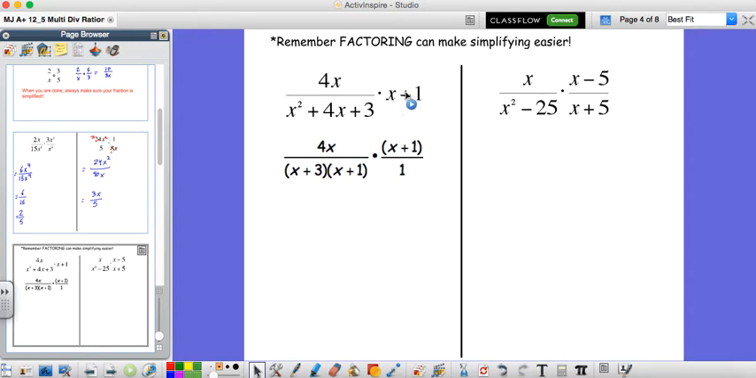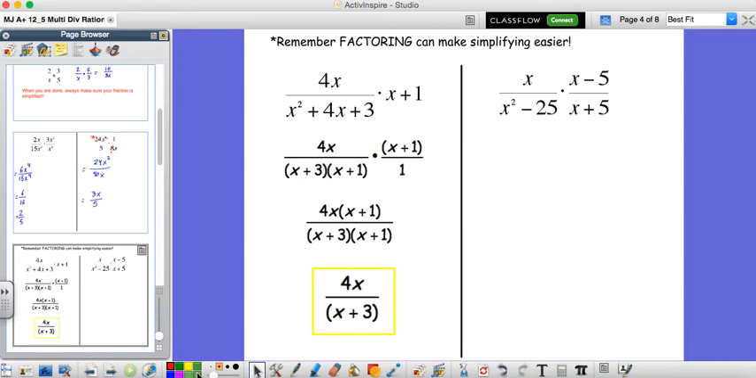We can always write, if we just have something like x plus 1, not a fraction, we can always write it over 1. Now we see that the x plus 1s are going to cancel out when we do this multiplying. What I'm saying is x plus 1, and we're left with just 4x divided by x plus 3. And we're all done.